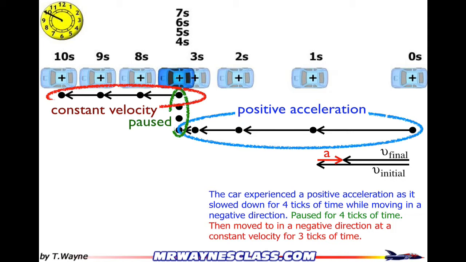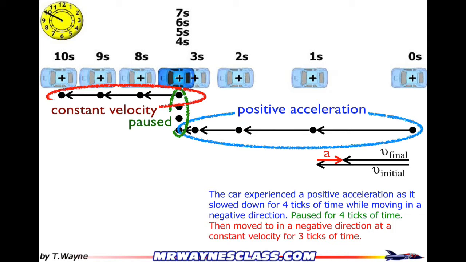And then it paused for 4 ticks of time, nothing there. Finally, it moved in a negative direction at a constant velocity for 3 ticks of time. So I've got positive, negative, I've got the direction, I've got something about the velocity, and a little mention about the time. So there's a lot to this description to get it all in there.